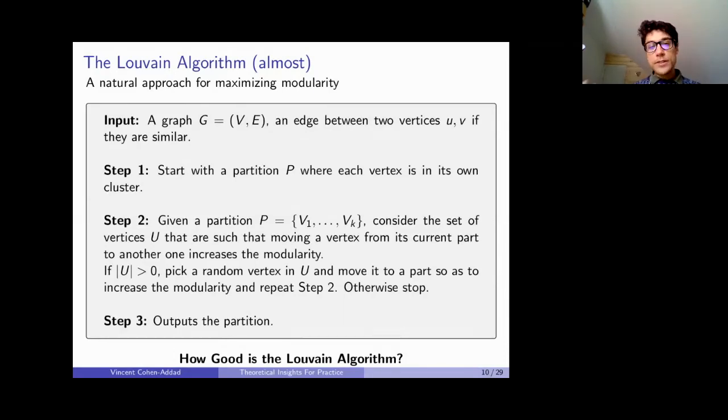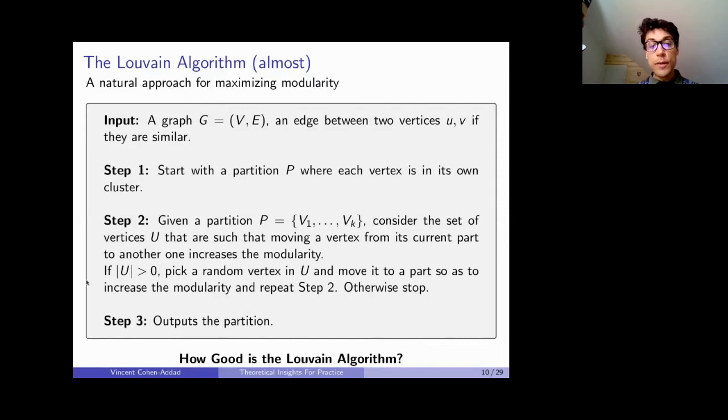But it's the most naive algorithm you can think of. You start with a partition where each vertex is in its own cluster, and then you try to iteratively improve the partition by moving vertices from the current part to another part if it increases the modularity. If I can move U to the part VI, and that increases my modularity, I just do it and then I repeat.